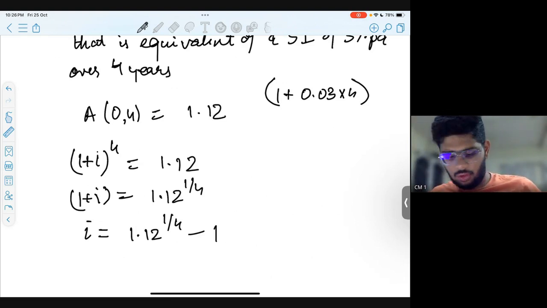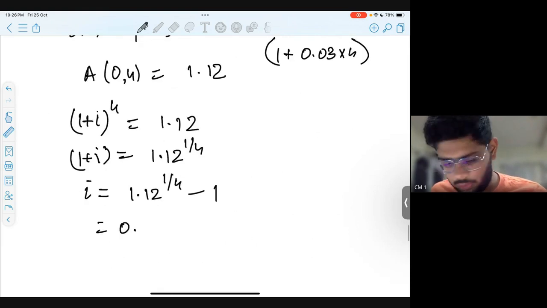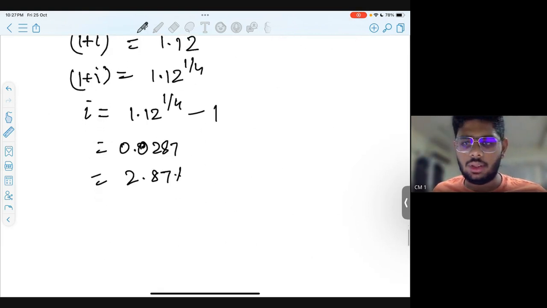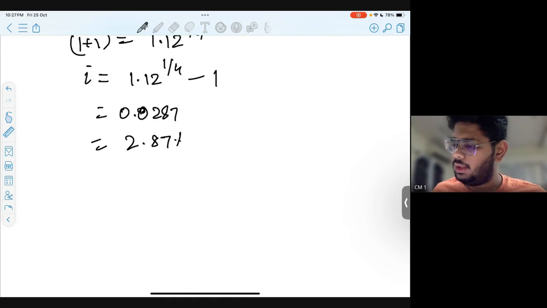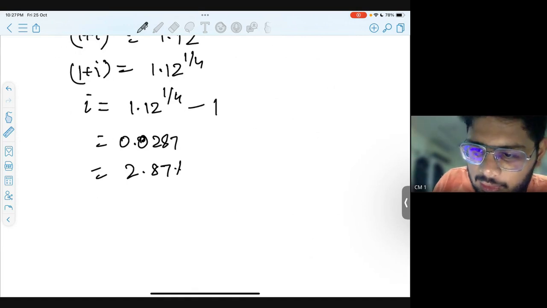You plug this into your calculator. 1.12 whole power 1 upon 4 minus 1 is equal to 0.0287, which is equal to 2.87%. ठीक है? यहाँ तक आ गए? ओके, अभी टाइम है, एक और क्वेश्चन कर सकते.